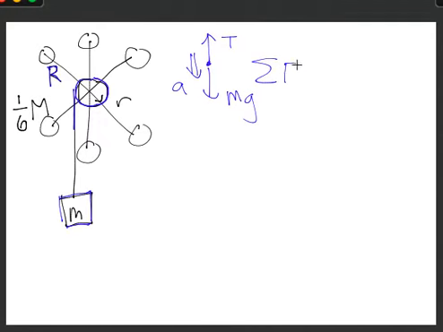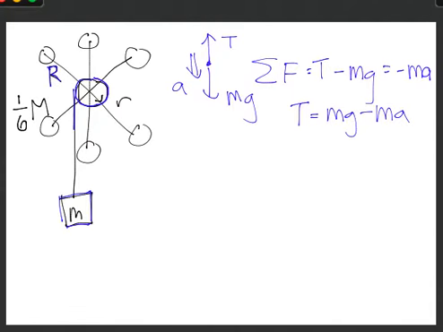So the sum of the forces is the tension minus mg, and that's equal to minus ma, because a is in the negative direction. Okay, we can then use that information about the tension, because notice we do now have tension. Tension is mg minus ma. Okay, then let's look at the torque that that tension exerts.